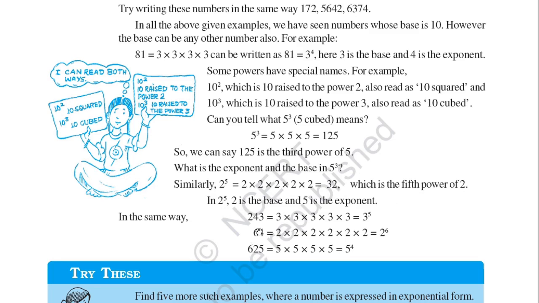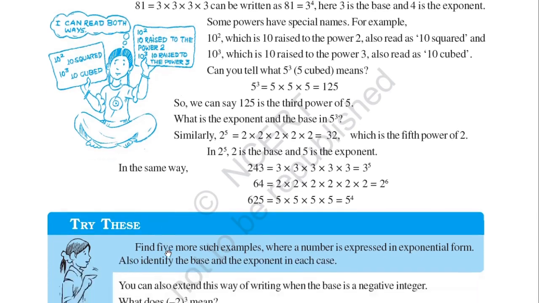In the same way, 243 can be written as 3 into 5 times, that is 3 to the power 5. 64 can be written as 2 into 6 times, that is 2 to the power 6. 625 is equal to 5 into 4 times, that is 5 to the power 4. So you can try this.